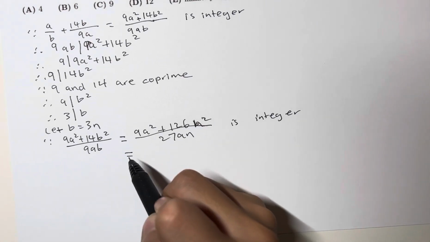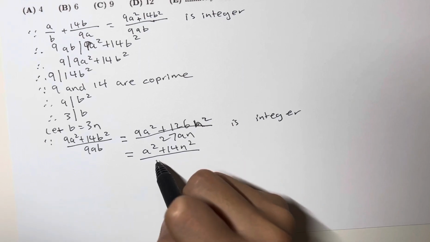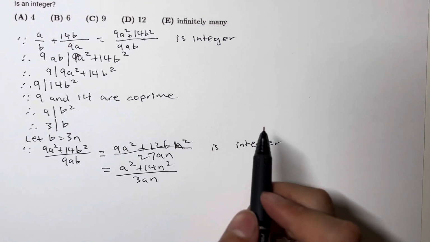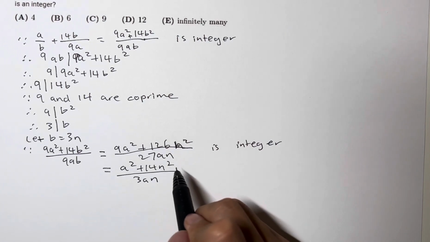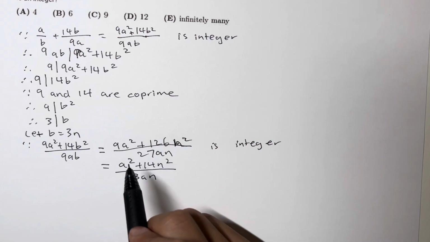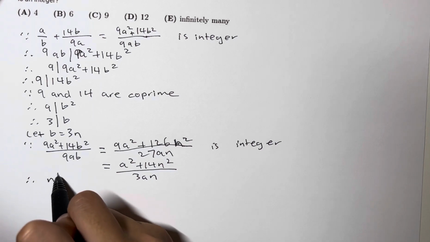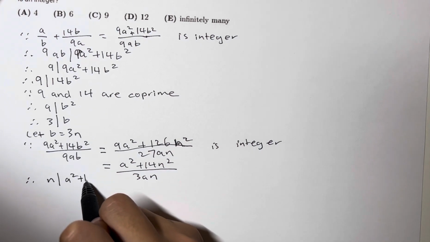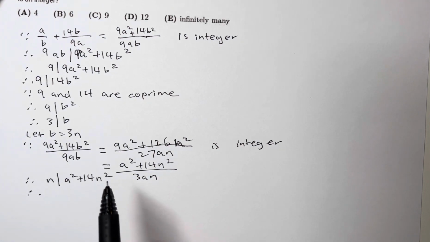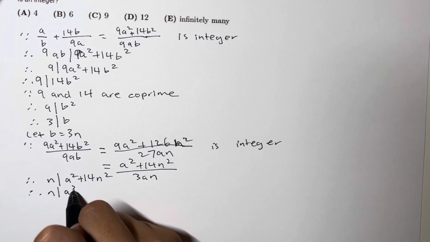Now this equals a squared plus 14n squared over 3n. Just divide both the numerator and denominator by 9. So this means that n is going to be a factor of a squared plus 14n squared, similar to the first part. And since 14n squared is already a multiple of n, to make their sum a multiple of n, n has to be a factor of a squared.